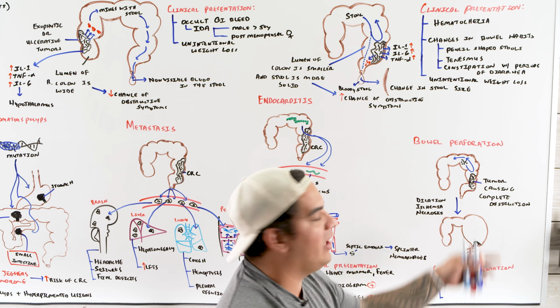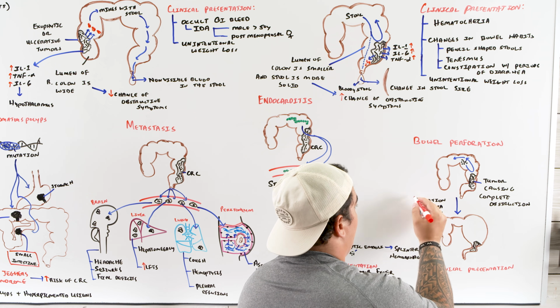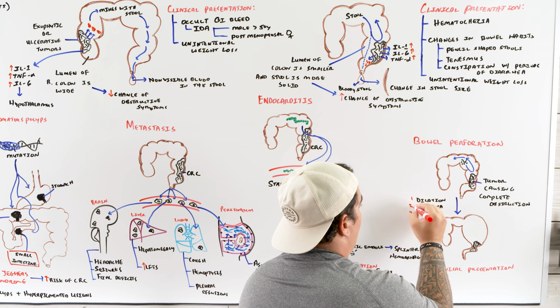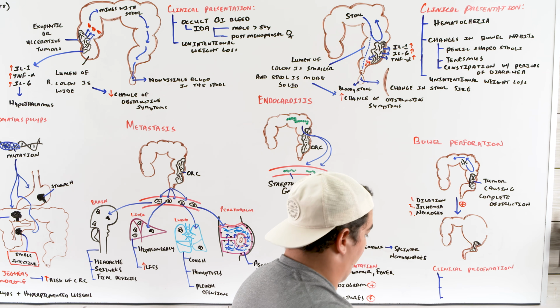Necrotic tissue, is it strong? Can it resist high pressure? No. So all of these things would occur. Usually it's 1, 2, 3. And then what's going to happen is this guy is going to perforate.